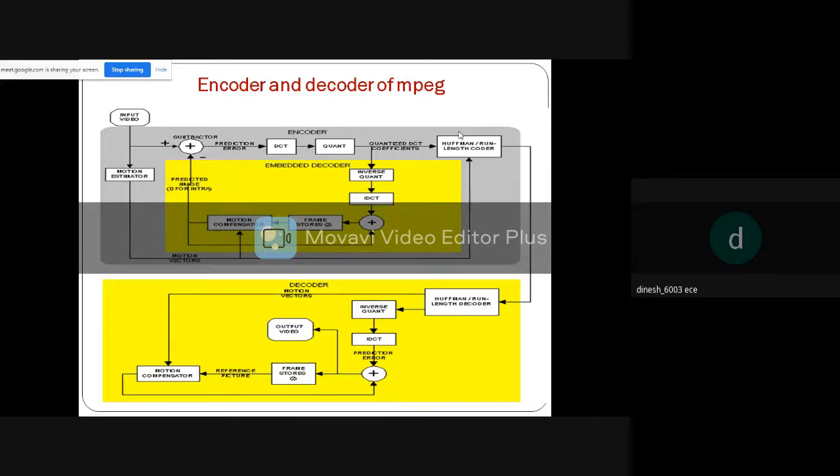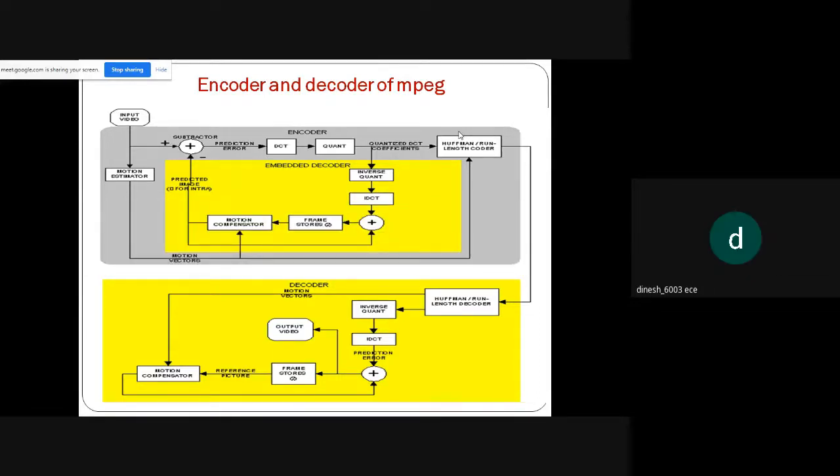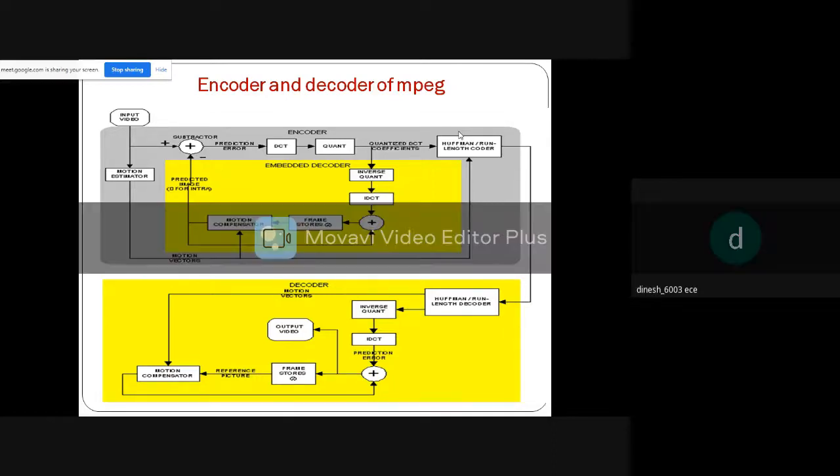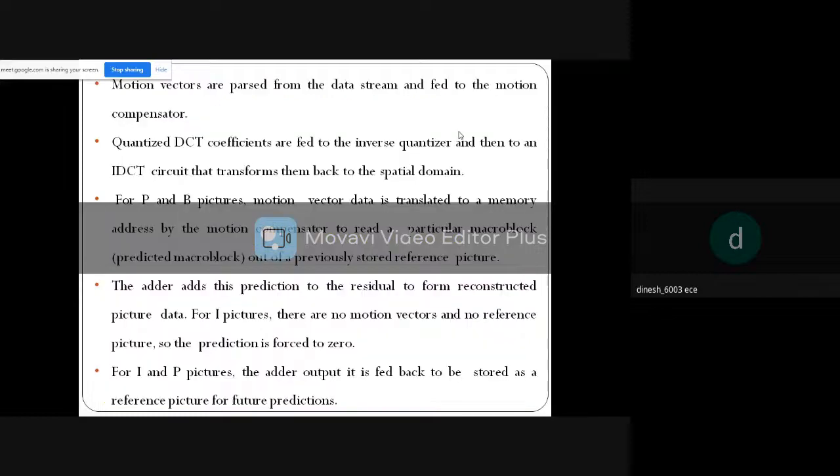So we have the Huffman decoder, the inverse quantization, then the discrete cosine transform, then it is given to the frames that are being stored, then to the reference picture, then to the motion compensator. Then we get the output signals at the receiver, the same information.